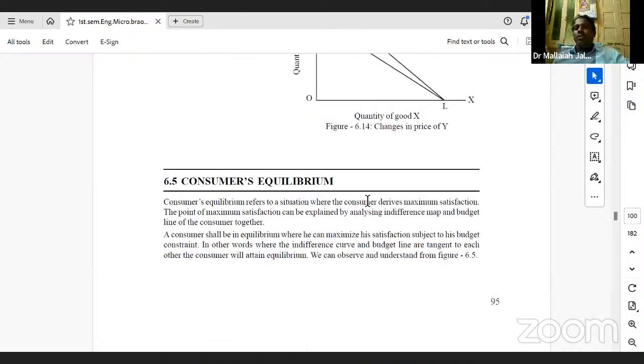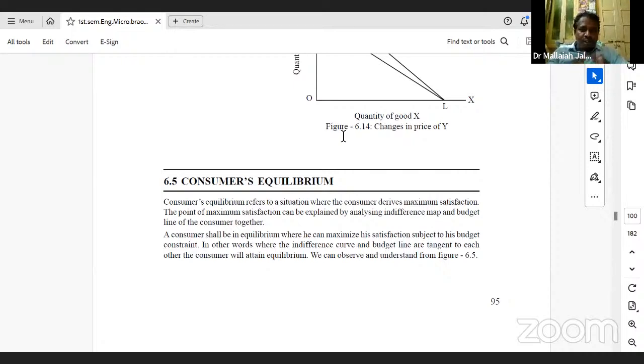Consumer's equilibrium. Consumer's equilibrium. This is another important topic. So consumer's equilibrium. This is also important from the examination point of view. These two topics are important from this lesson.